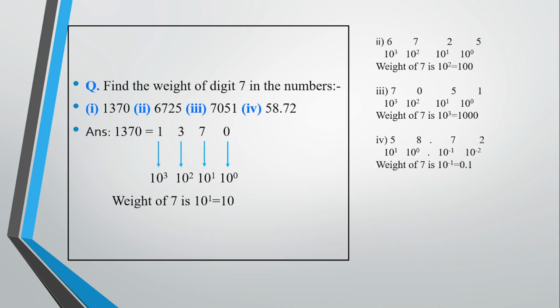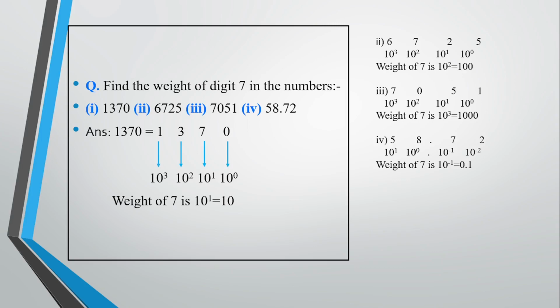Let us take the example of 1370. What is the weight? Write down the number 1370 separately, and put the weights below each digit from the right side. So 0 has 10 to the power 0, 7 has 10 to the power 1, 3 has 10 to the power 2, 1 has 10 to the power 3. So what is the weight of 7? Weight of 7 is 10 to the power 1, that is simply 10, because 10 to the power 1 is equal to 10.